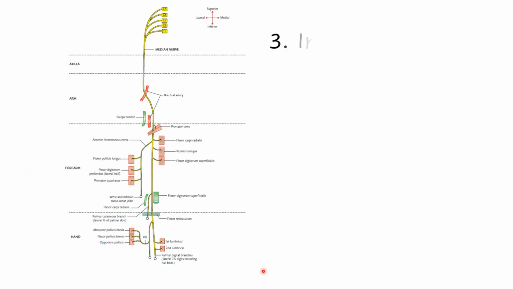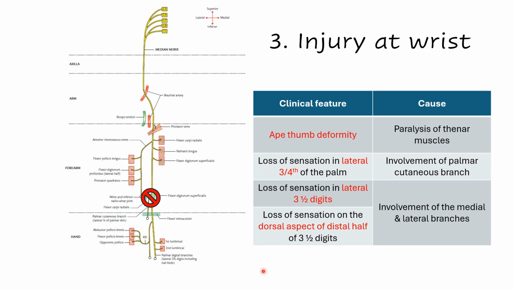So let's look at the clinical features of injury at the wrist. So here we see the ape thumb deformity because of the paralysis of thenar muscles, which is supplied by the recurrent branch given by the lateral division of the median nerve. Then there is loss of sensation in the lateral 3/4 of the palm because of the involvement of palmar cutaneous branch. There is loss of sensation in the lateral 3½ digits, as well as loss of sensation on the dorsal aspect of distal half of 3½ digits, and this is because of the involvement of medial and lateral branches of the median nerve.